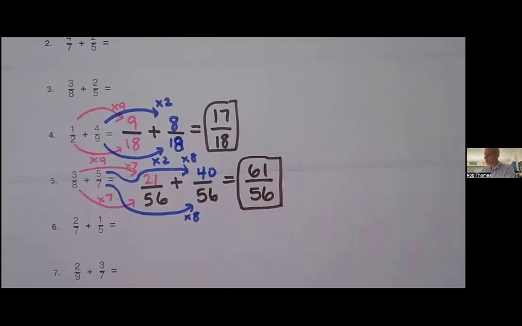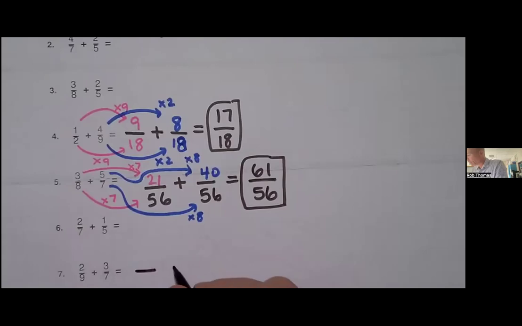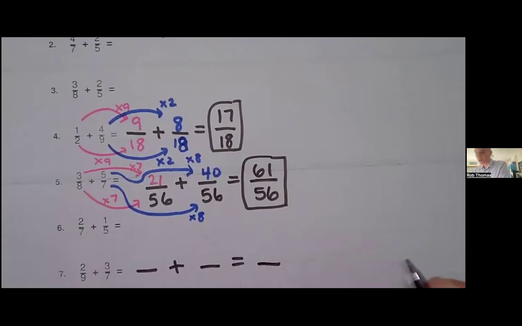All right, let's do 2 more. I want to jump down to number 7. Let's do 7. And so I'm going to start it the same way. Fraction bar plus fraction bar equals fraction bar.